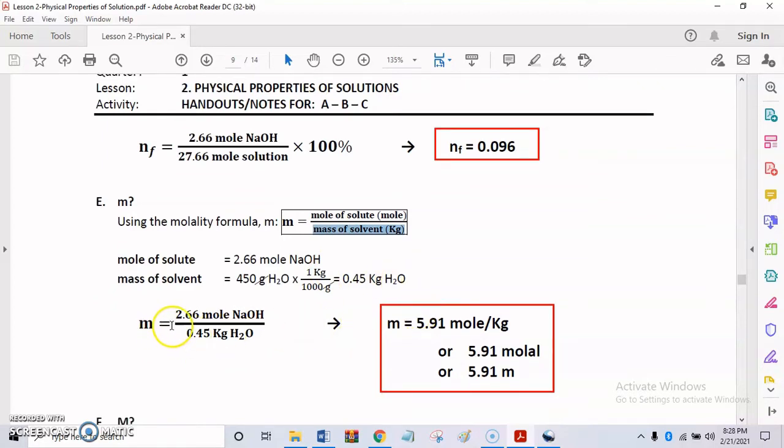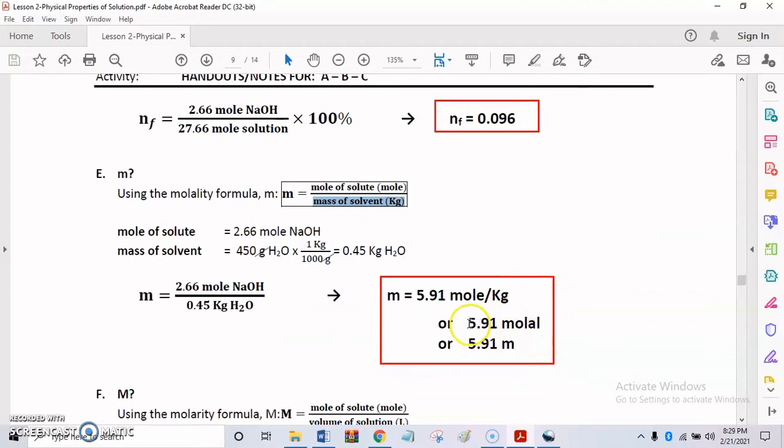So, molality is equals to mole of solute to 2.66 mole sodium hydroxide all over mass of solvent, which is 0.45 kilogram water. Equals, the molality is 5.91 mole per kilogram, or it can also be 5.91 molal, or again, it can also be 5.91 m, small letter m.